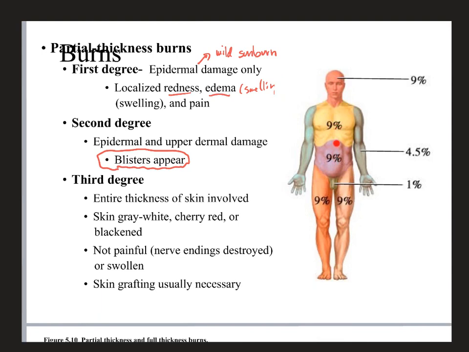So 18% on the front, 18% on the front of the legs, and then flip it around, 18% on the back, 18% on the back. So 18 times 2 is 36, plus 36 is 72, plus 18 is 90, right? Then you have 4.5% on each arm. That's 99, and then you have the 1% around the genitals.